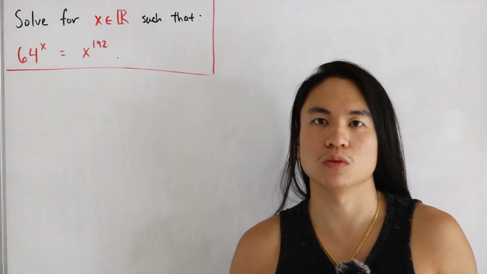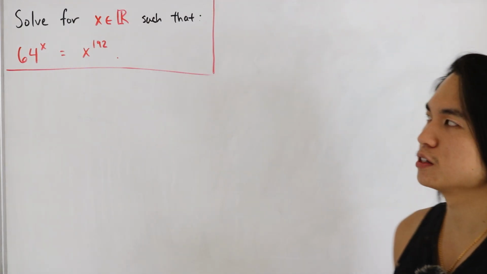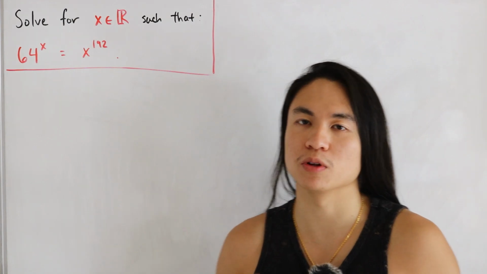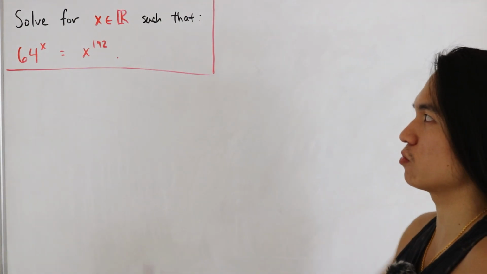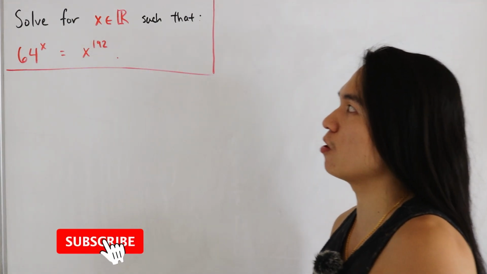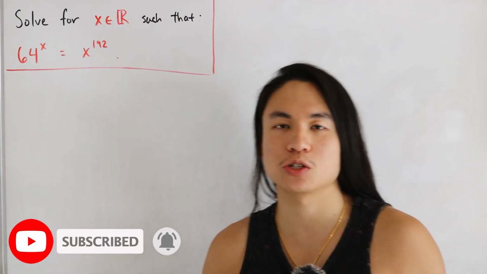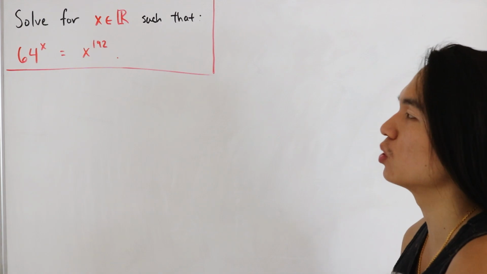Okay, so welcome back to another video. Today we have what seems to be a simple algebra problem expression we want to solve for. I forgot to write the word all, but we want to solve for all x in the reals such that 64 to the power x is equal to x to the power 192.